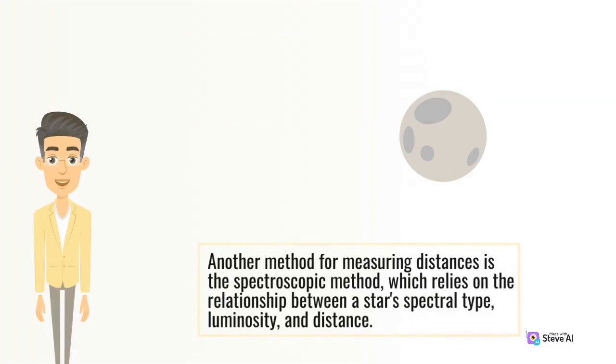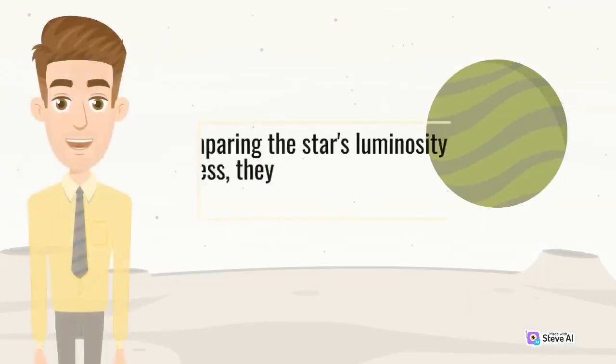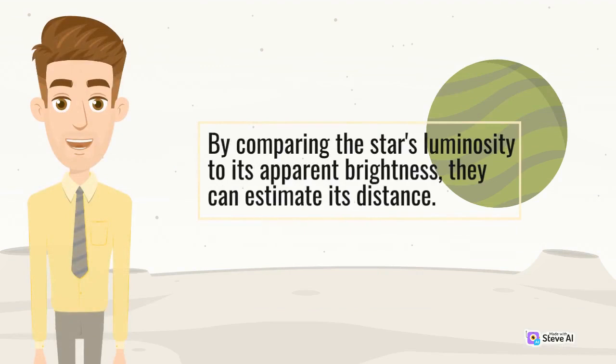Another method for measuring distances is the spectroscopic method, which relies on the relationship between a star's spectral type, luminosity, and distance. By analyzing the light emitted by a star, astronomers can determine its spectral type and calculate its luminosity. By comparing the star's luminosity to its apparent brightness, they can estimate its distance.